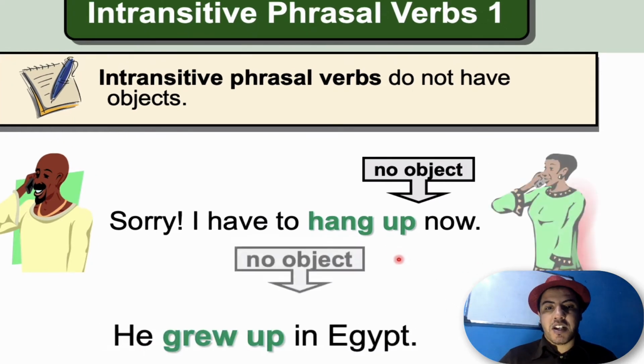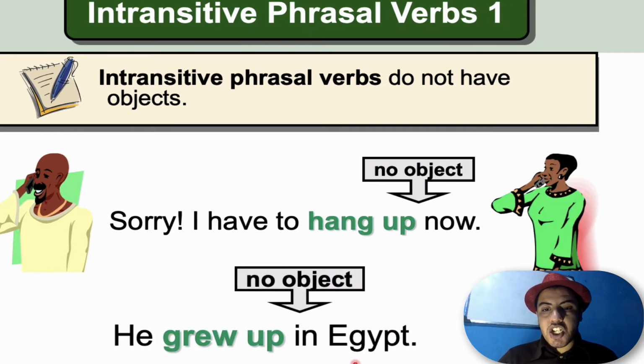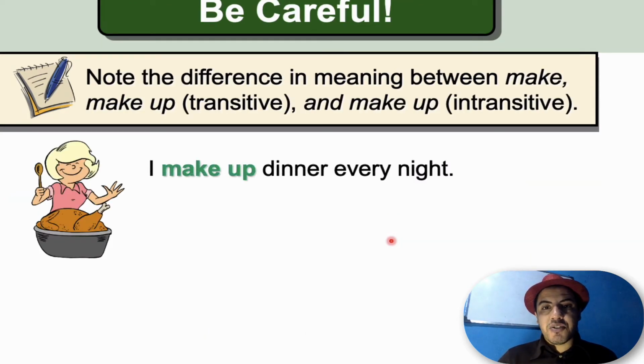So remember this one. Another example: he grew up in Egypt. Do we have an object here? No. Is it correct to say he grew in Egypt up? No, it is not correct. Why? Because in Egypt is not an object. Very good. So grew up is an intransitive phrasal verb. It means that grow up doesn't have an object, and also hang up doesn't have an object. Now, note the difference in meaning between make up transitive and make up intransitive.